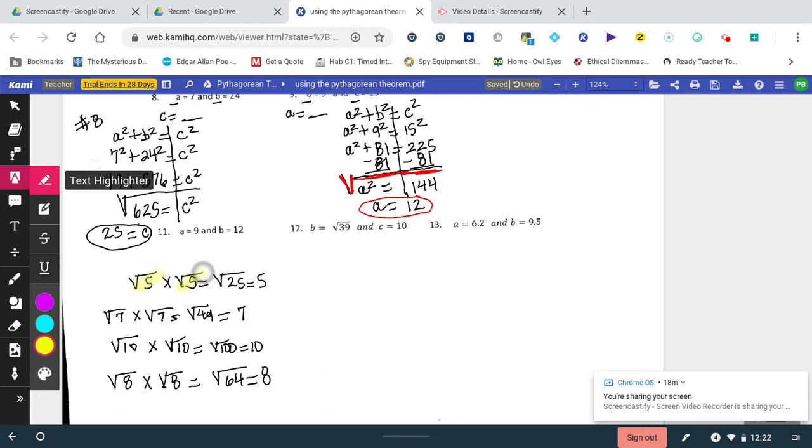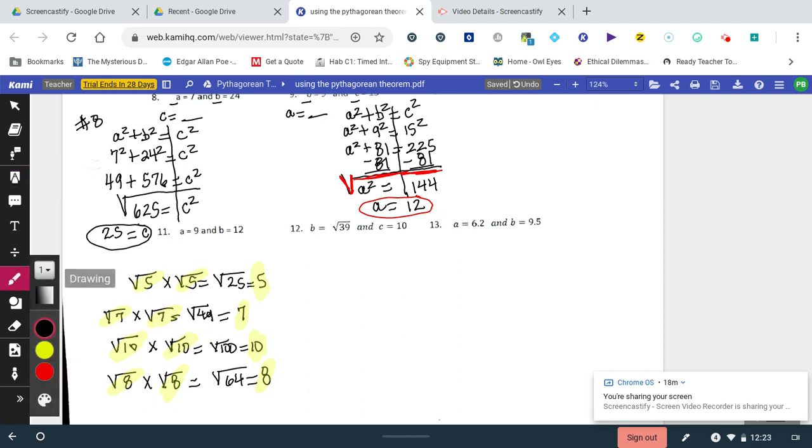The square root of 5 times the square root of 5 basically is just 5. The square root of 7 times the square root of 7 basically is just 7. Square root of 10 times the square root of 10 is just 10. Square root of 8 times the square root of 8 is just 8. So when you multiply a number by a square root, specifically by itself, you just get the number underneath the square root symbol. That's all. As simple as it is.